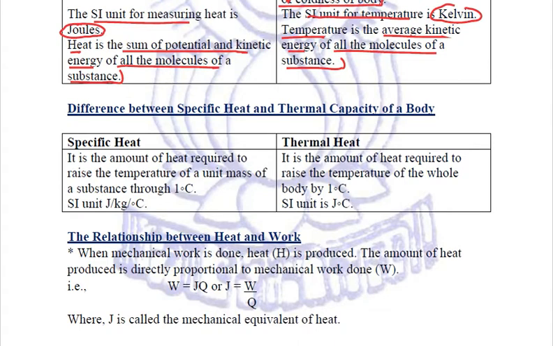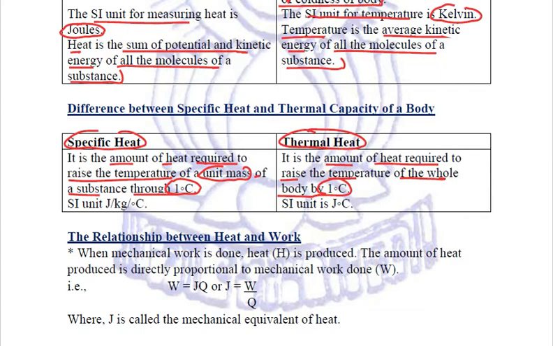Let us relate the next point of difference, the difference between specific heat and thermal capacity. Specific heat is the amount of heat required to raise the temperature of a unit mass of a substance through 1 degree Celsius. Whereas thermal capacity is the amount of heat required to raise the temperature of the whole body by 1 degree Celsius.